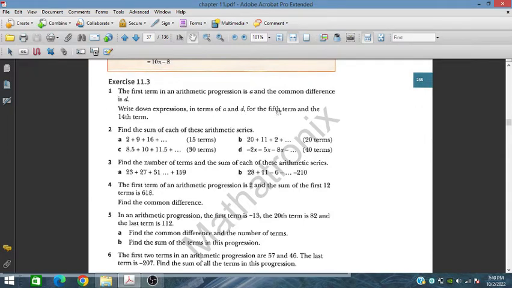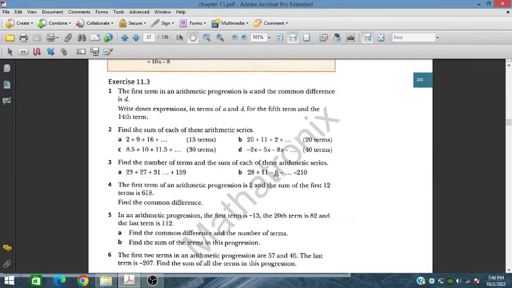For the 5th term, it will be a plus 4d, and for the 14th term, it would be a plus 13d. This is so simple because of n minus 1: 14 minus 1, and here 5 minus 1. For the second, find the sum of this arithmetic series, up to 15 terms, 20 terms, 30 terms, and 40 terms. So this is all easy.